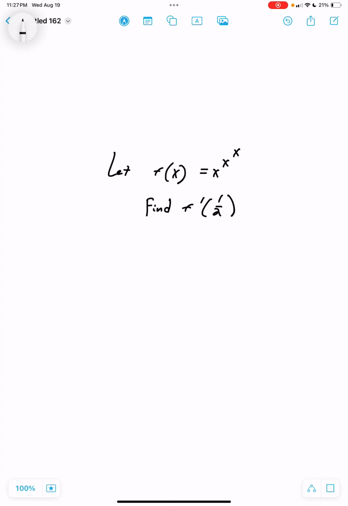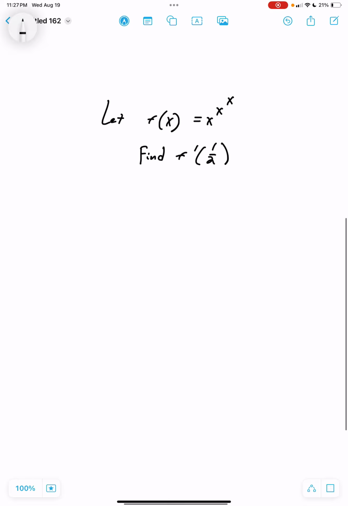Let f of x equal x to the x to the x. Find f prime of 1/2. Okay, so this problem is going to be a little long because we have to use implicit differentiation.